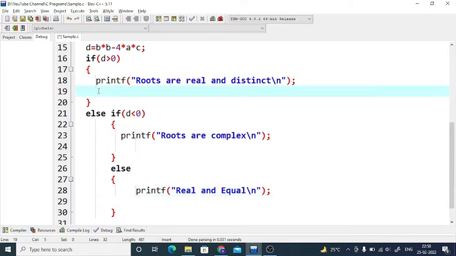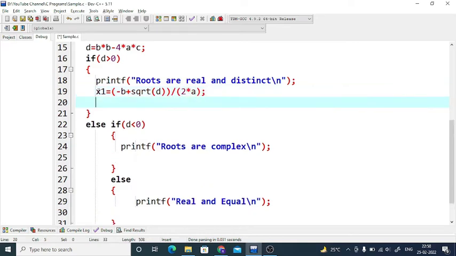So if the roots are real and distinct, my roots are going to be minus b plus square root of b square minus 4ac, that is square root of d, upon 2a. And the other one is going to be simply minus of that. So minus b plus root d, minus b minus root d. So what is x1? It is minus b plus sqrt of d, the whole bracket. The whole bracket is required because we want the complete numerator to be divided by 2 into a. Okay, get that clearly. So this is the first root.